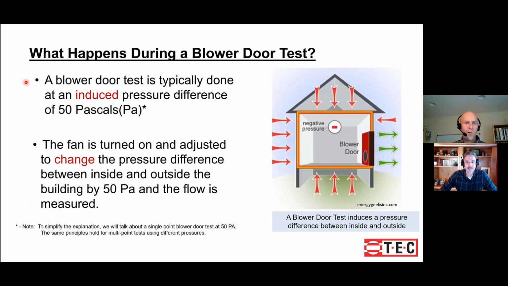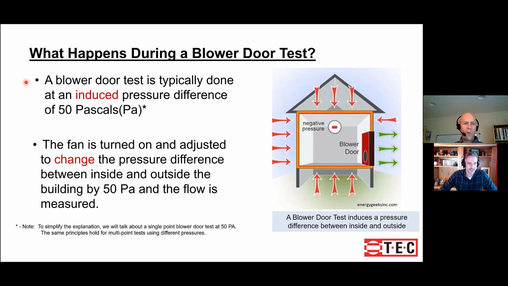So first of all, a review of what a blower door test is. Typically, a blower door test is done at a pressure of 50 pascals. That's about 1 pound per square foot. It's a pretty large pressure. The reason we test at such a high pressure is that we want to minimize the impacts of variations due to the wind. But as you'll see, even 50 pascals isn't always enough.